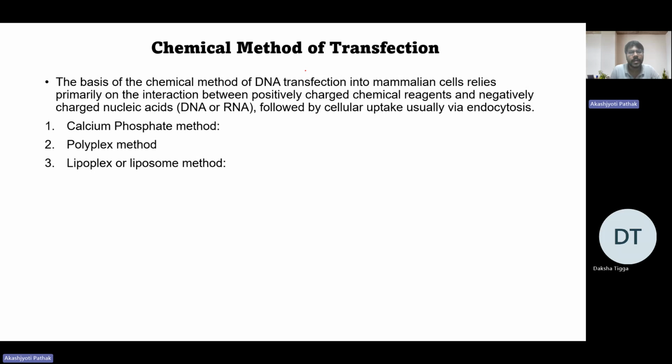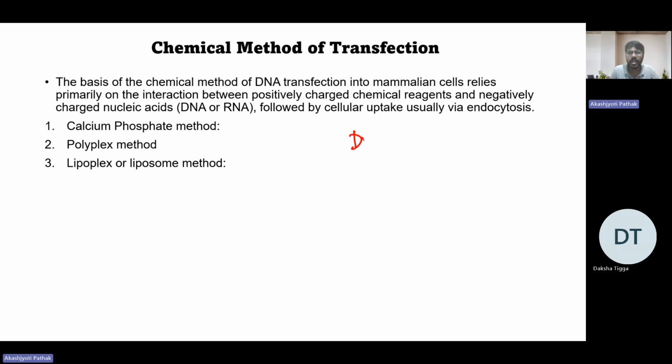So the chemical method of transfection, what is the basis of it? The basis of the chemical method of DNA transfection into mammalian cells relies primarily on the interaction between the positively charged chemical reagents and negatively charged nucleic acid, DNA or RNA, followed by cellular uptake, usually via endocytosis.